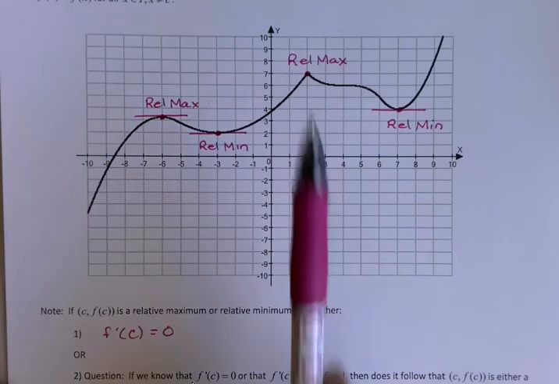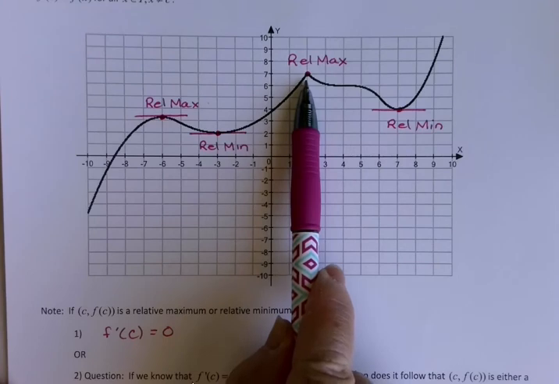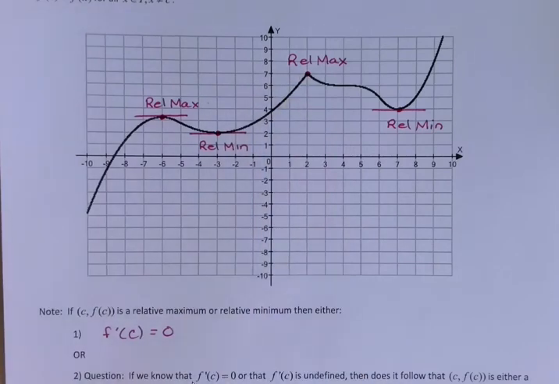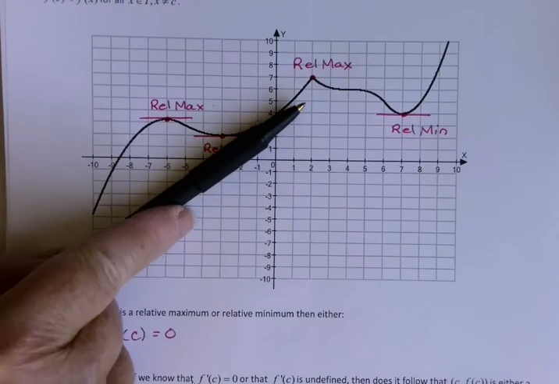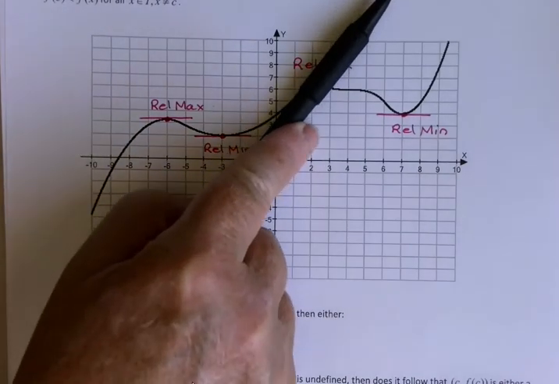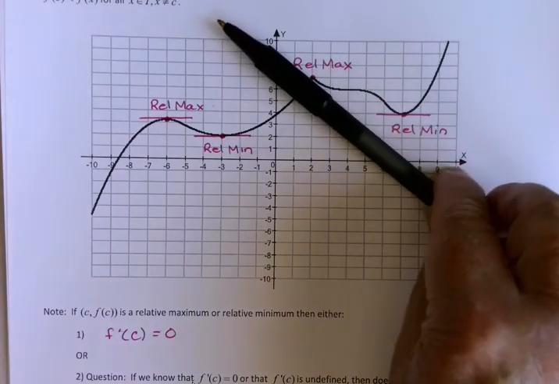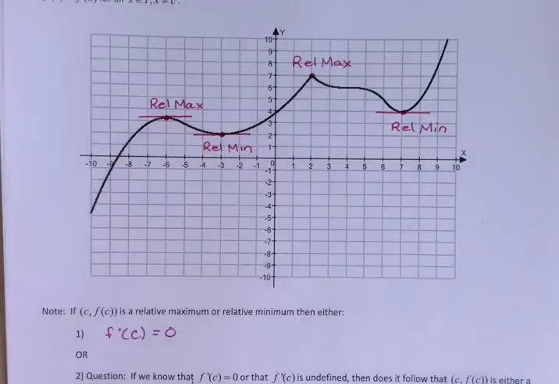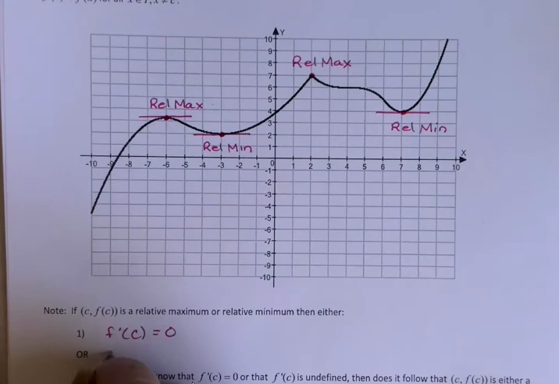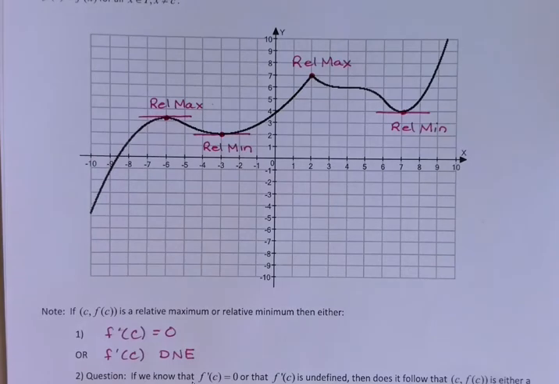But there's also another possibility. Let's look at this last one. What would you tell me about the derivative at that point? Well, this is one of those where it depends on which direction you're approaching from, right? As you come in from the left, it looks like the derivative is a positive value. But as you come in from the right, the slope is looking negative. So when the two sides don't match up, we say that right at that point, the derivative doesn't exist. So the other possibility is that f prime of c doesn't exist or is undefined.